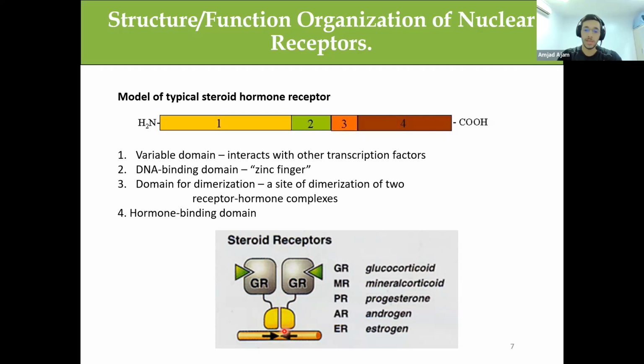Another thing, we have the DNA binding domain here. So this is the DNA sequence. Once the hormone binds to its receptor, it will bind to the DNA. So this is the DNA binding domain, which is number 2.